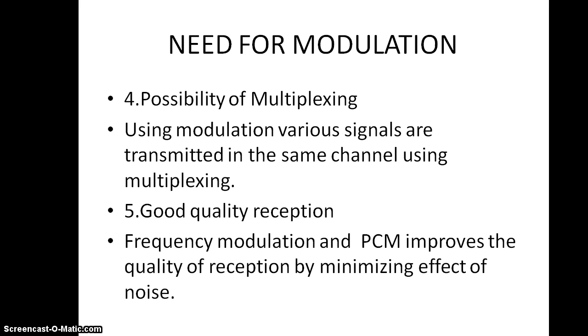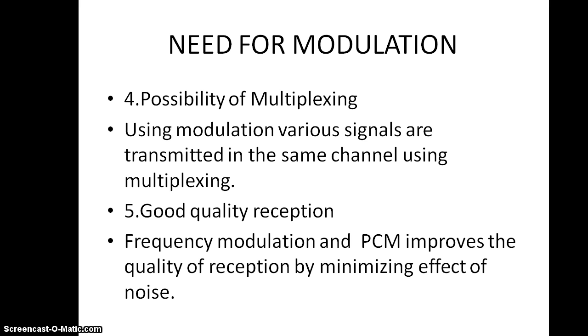Using modulation, multiplexing is possible. Multiplexing means we have different channels transmitting different information, and all the signals can be transmitted simultaneously in the same channel. So using modulation, various signals are transmitted in the same channel using the multiplexing method.